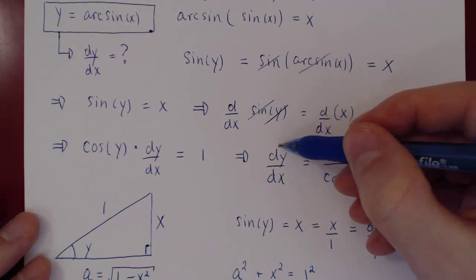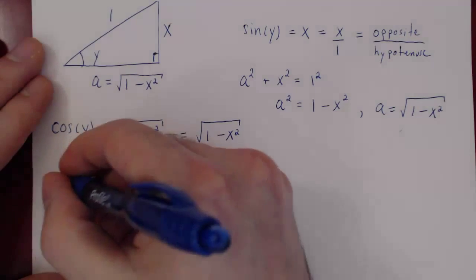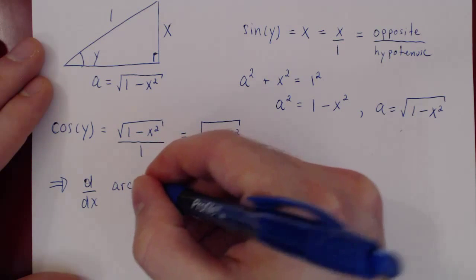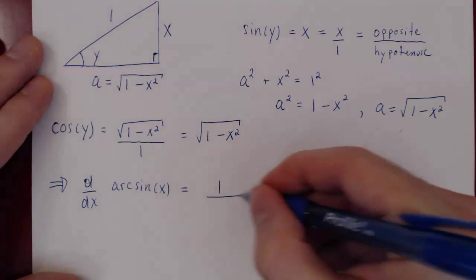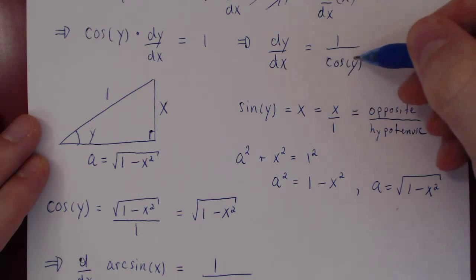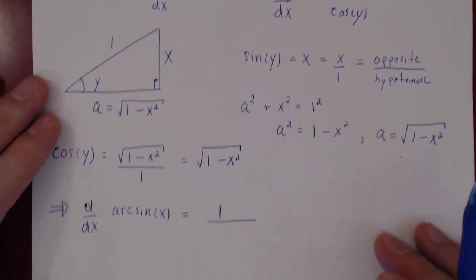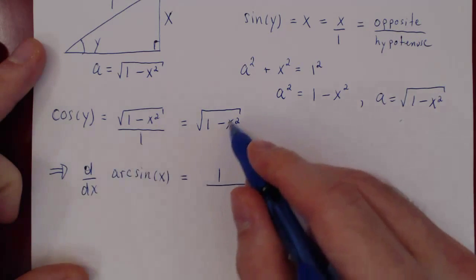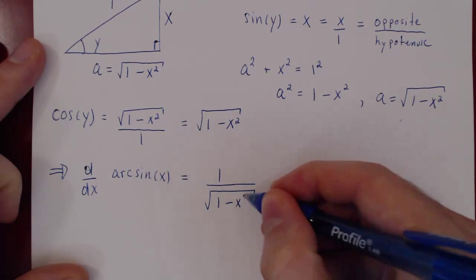So what we have here is the derivative of arc sine of x. Let's write that down here. The derivative with respect to x of arc sine of x, the inverse function of sine, is equal to 1 over, if you just look back up, the derivative of arc sine was 1 over cosine of y, but we've just found that cosine of y is root of 1 minus x squared. So the derivative of arc sine of x is 1 over cos of y, which, as a function of x, is the square root of 1 minus x squared.